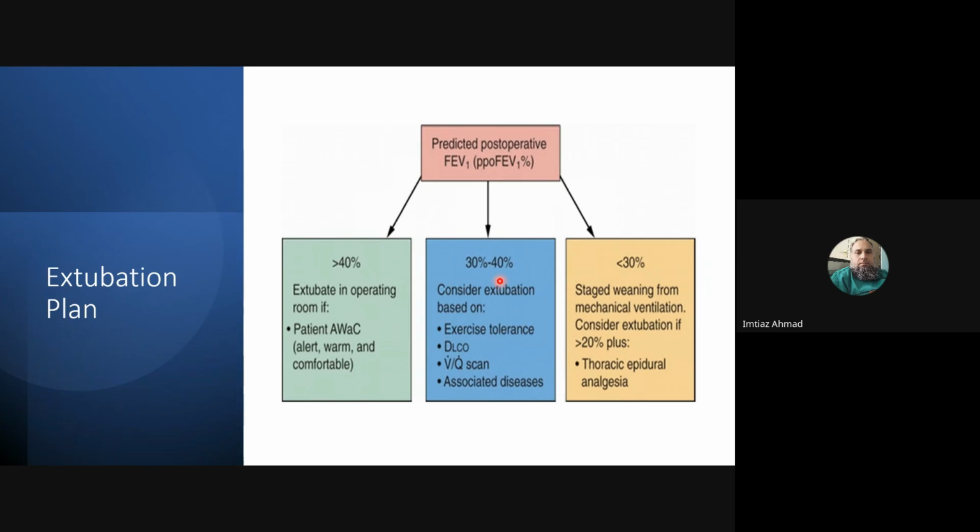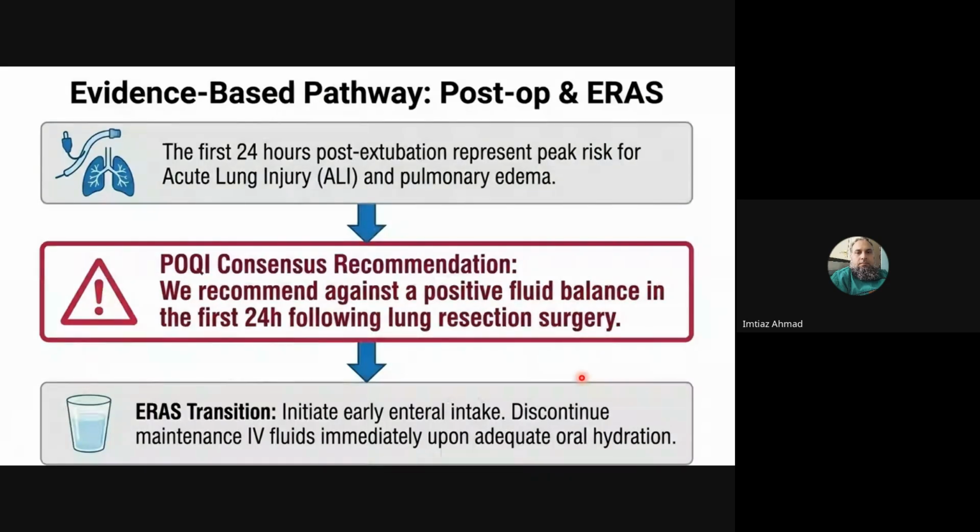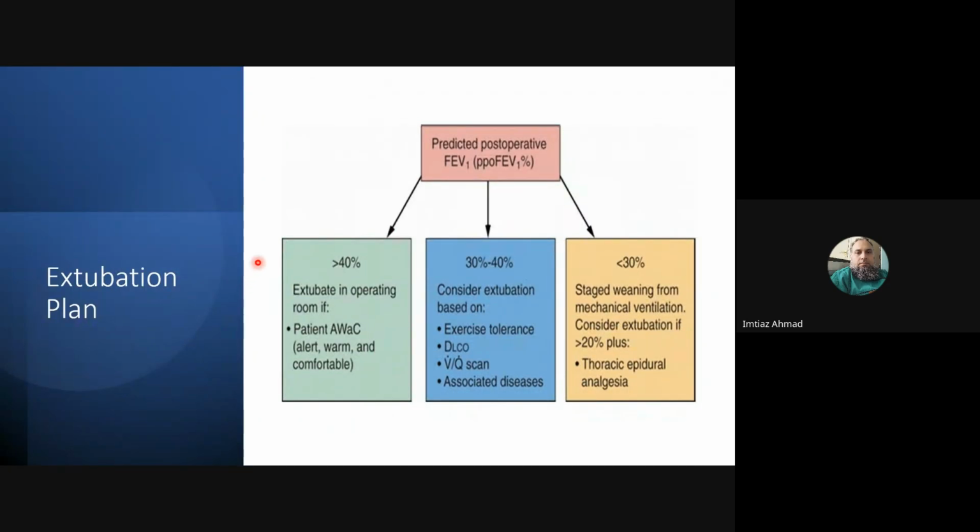Less than 30%, staged weaning should be done. Staged weaning from mechanical ventilation should be done. Consider extubation if the value is more than 20%, and there should be epidural analgesia to relieve the pain. This is not a fixed criteria. Extubation can be done according to the circumstances, by doing ABGs and looking at the ventilatory parameters and patient condition.